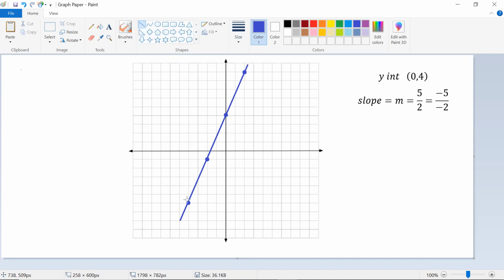And I like to write arrows at the end to show that the pattern goes on forever. So now I've graphed the line using the slope-intercept form, where we started with a line that didn't originally fit our slope-intercept form.